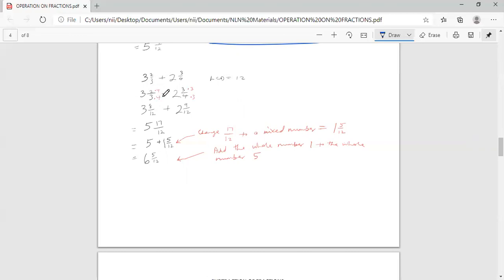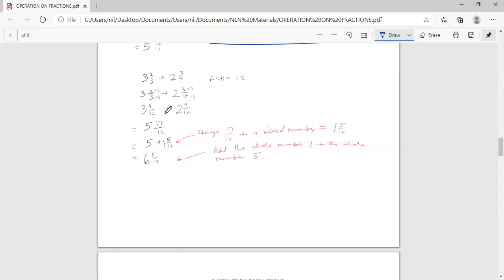for each fraction. So I need 12 in the denominator. So 3 times 4 is 12. Multiply the numerator here by 4. You get 8. So it's 8 out of 12. How do I get 12 here? You have to multiply by 3. So 3 times 4 is 12. Multiply the numerator also by 3. So I'll have 9. So I have 9 out of 12.